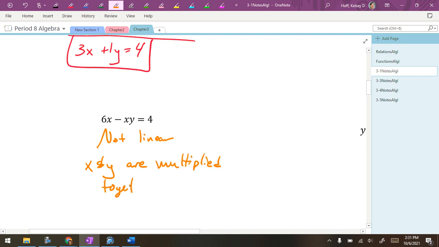Sometimes I always like, oh yeah, in class it makes sense. And then at home you go like, why did I write not linear here? I don't remember why. It's not linear because x and y are multiplied together. Because it's not linear, we don't have to worry about standard form.